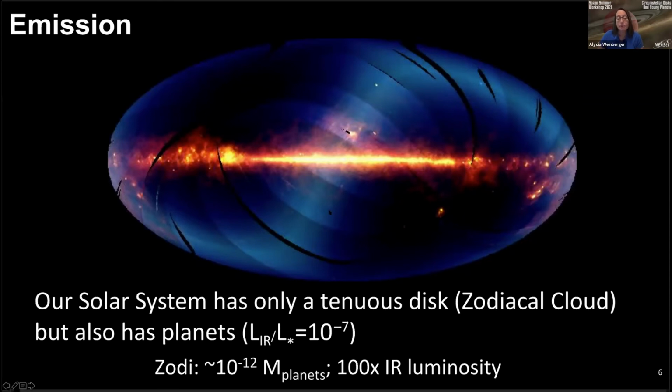The really cool thing about this as a tracer of planetary systems, though, is that that's actually very bright compared to the amount of mass in the system, right? So our zodiacal light has maybe a trillionth of the mass of the planets in our system, but it has 100 times the infrared luminosity.